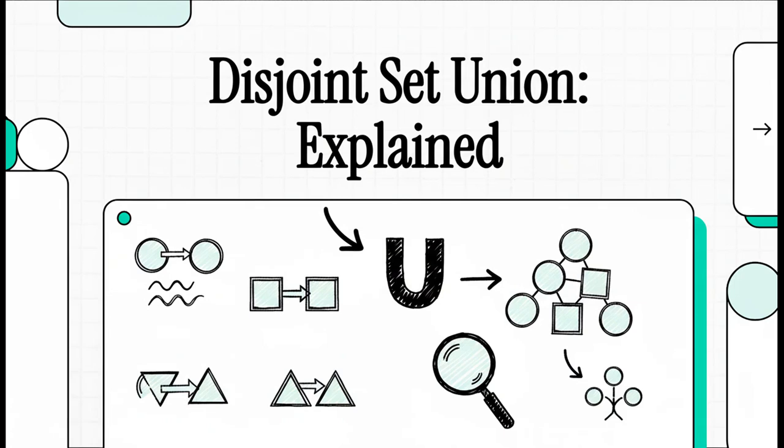All right, today we're diving into a real powerhouse of a data structure, one that's a huge deal in coding interviews and a total workhorse for network algorithms. We're talking about the disjoint set union, or as it's often called, union find. Let's get right into it.